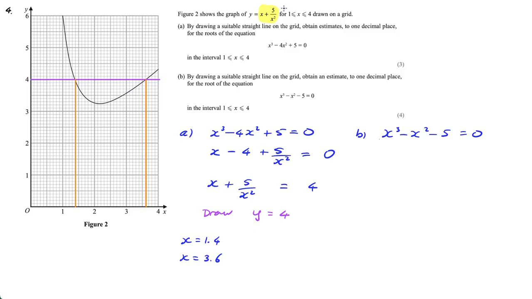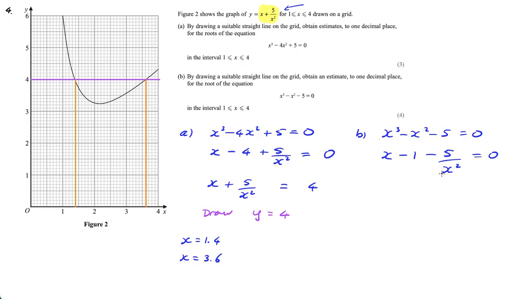Same idea. I want to get this. So this is going to be a bit more tricky, guys. So I'm going to divide everything by x squared. Let's do that anyway. So divide everything by x squared. That gives me x minus 1 minus 5 over x squared. Okay, and this is equal to 0.